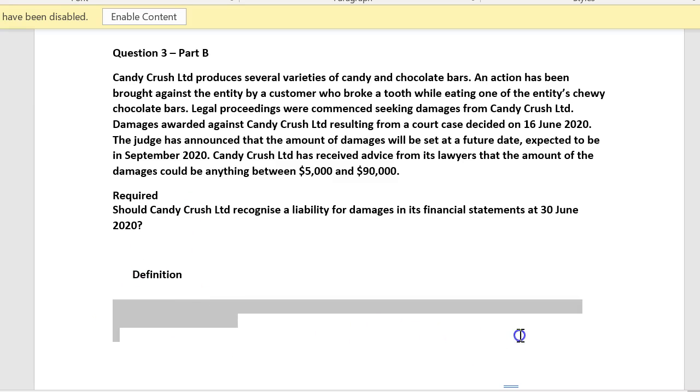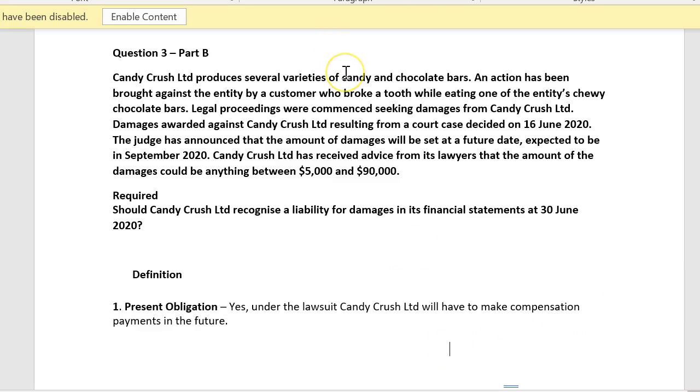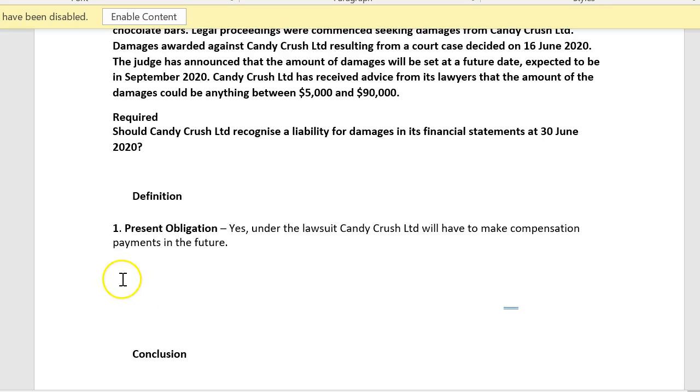Right, let's see if there is a past event. Yes, there is a past event, which means that a lawsuit is filed against Candy Crush. And this is about present obligation. Yes, a lawsuit has been filed against Candy Crush, and Candy Crush is required to make compensation payments in the future according to the lawsuit, which means they do have a present obligation.